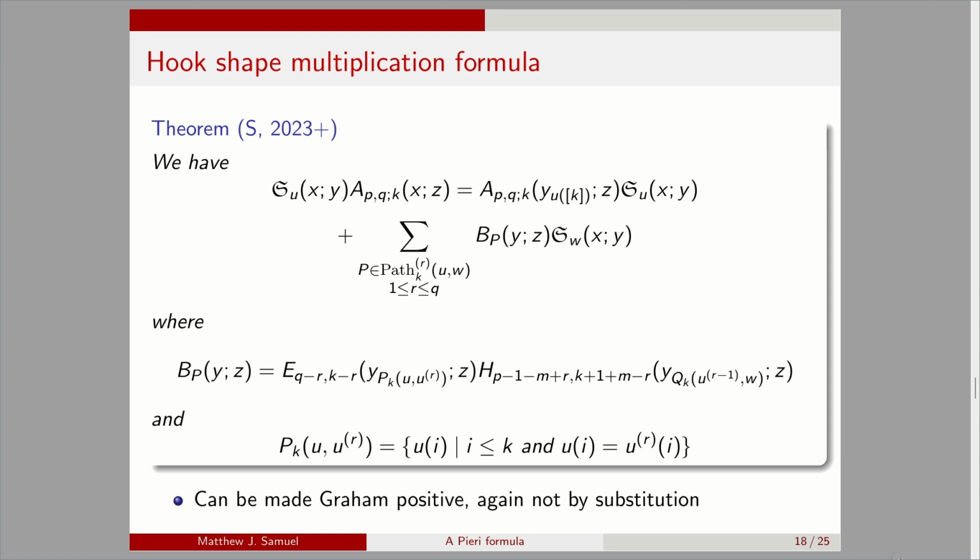So this is the formula for the hook shape relation, and it specializes to Sottile's formula if we set y and z to 0. And it can again be made gram-positive, similarly to the other formulas, but not by substitution.